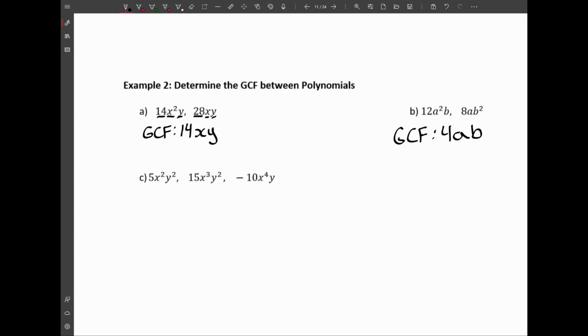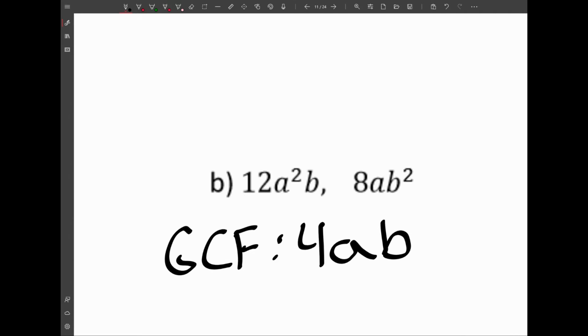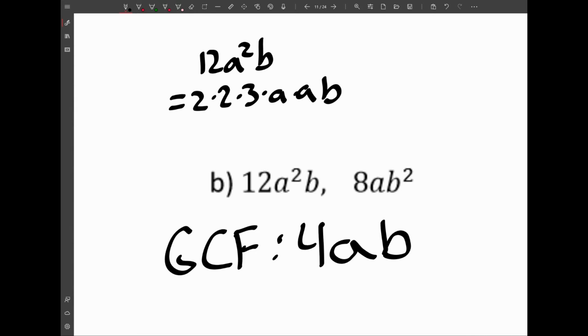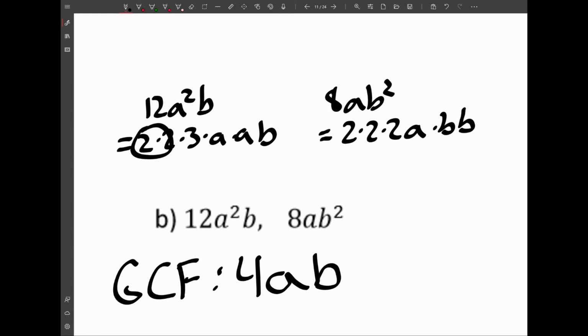So we've got 4ab. Again, if you do have a hard time just seeing it right away, you can always prime factorize it, right? 12a squared b is the same as saying 2 times 2 times 3 times a times a times b, while 8ab squared is the same thing as 2 times 2 times 2, a, b, b. And you can see that they have the 2's in common, 1 a in common, and 1 b in common.